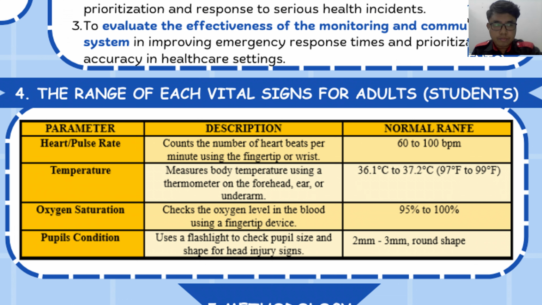Finally, we check the pupil conditions, using a flashlight to check pupil size and shape for head injury signs. The pupil condition of a normal range is 2 mm to 3 mm in diameter and also round in shape.